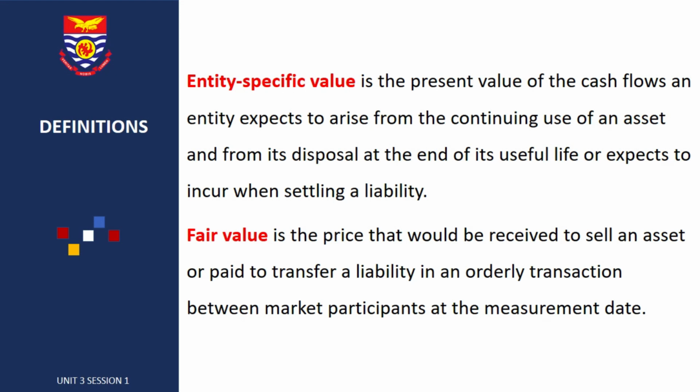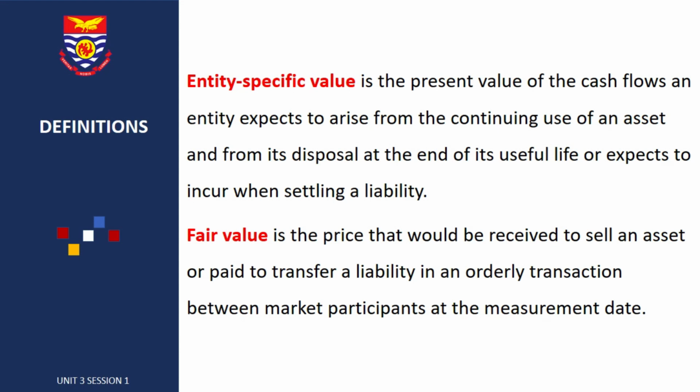So what is the present value of all the cash flows that you have envisaged to realize from the use of the asset and from what? Disposing of the asset at the end of its useful life, or the cost you incur when you are trying to settle a liability. So that is the entity specific value. It is different from entity to entity.